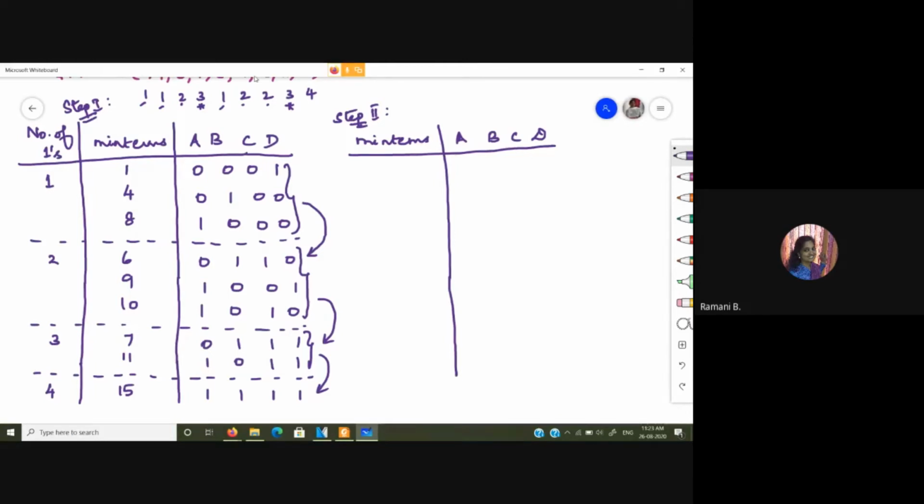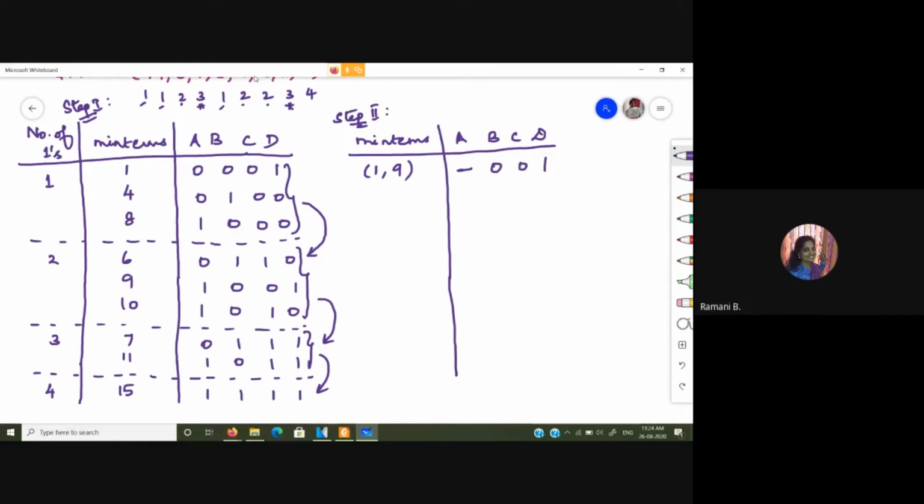So first comparing 1 with 6. So here if we are checking, you have A is equal to 0, B is 0 in this and 1 in this, then C is 0, C is 1 over here, and D is 1 and D is 0 here. So three variables are changing. So we cannot form that as a pair. Next we shall see 1 and 9. So here with 1 and 9, this is 0 0 0 1, this is 1 0 0 1. So just one variable changes. So we give that particular combination. So dash 0 0 1.